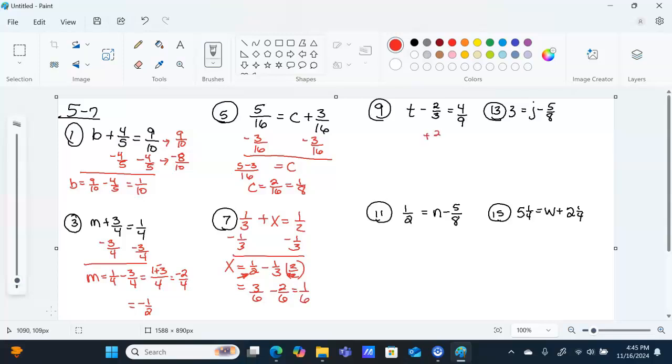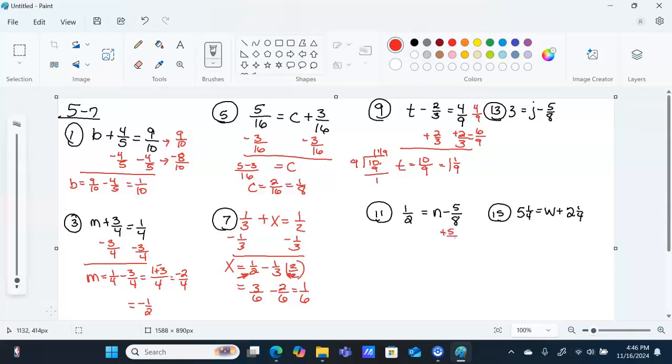Number 9, we add 2/3 to both sides. The common denominator here, multiplying both by 3, this would be 6 over 9. So we get 4 over 9 plus 6 over 9. So we get 10 over 9, which is 1 1/9. It'll go in 9 times with 1 left over, and that's how you get your mixed number.